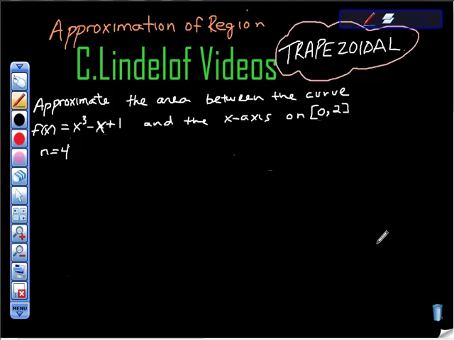AP Calculus, approximate the area of the region. In this case, we're asked to use the trapezoidal rule. It's the same function that we've used for the last 3 videos. So I think this should about sum this thing up.